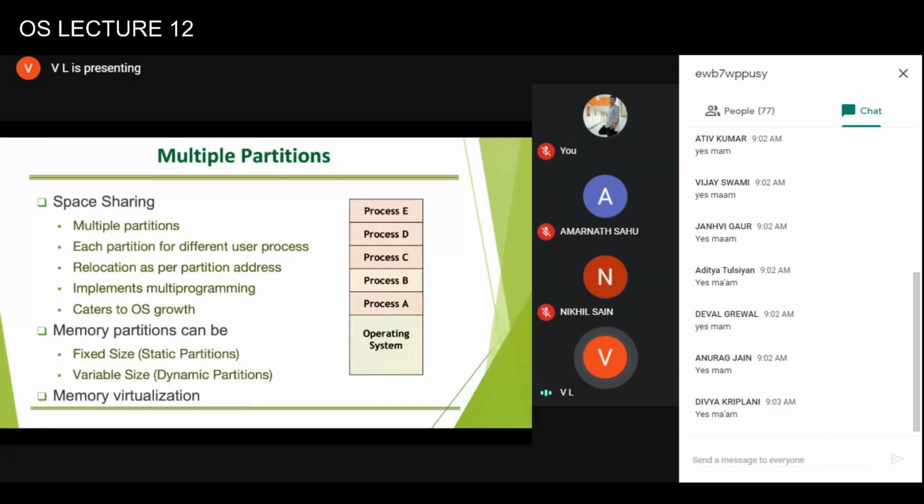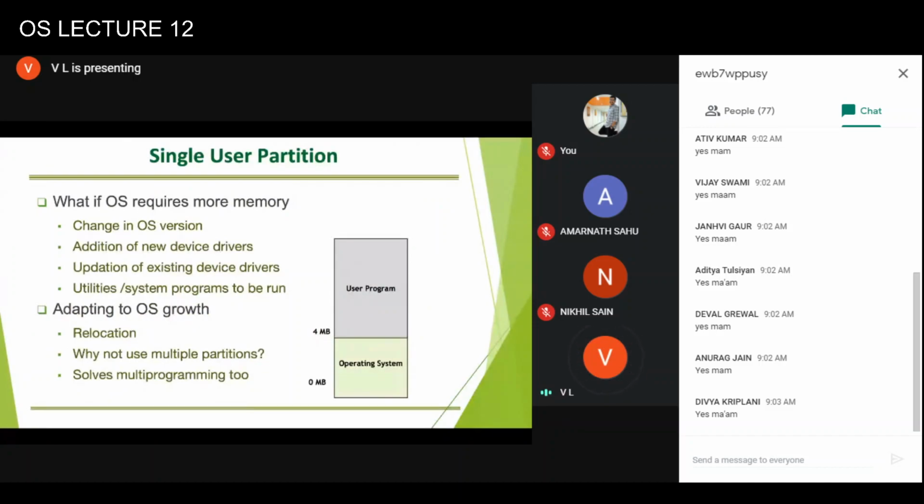One of the ways to solve it would be using relocation. So actually each program is compiled as if it is being loaded from address zero. And now if it has to be relocated to 5 MB, then all the addresses which are absolute addresses will be increased by 5 MB. So 0 will transfer to 5 MB, 1 MB will become 6 MB, 2 MB will become 7 MB, and so on and so forth. Now what I said was absolute addresses.